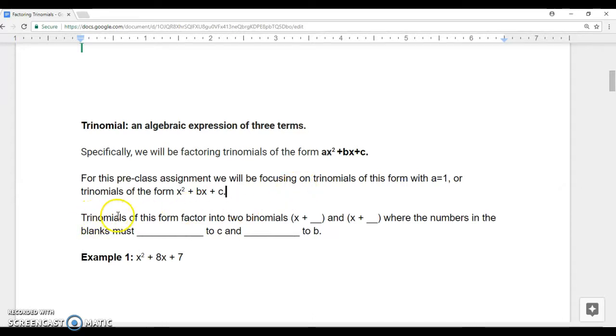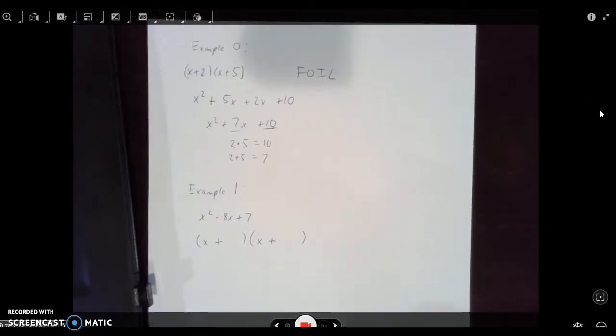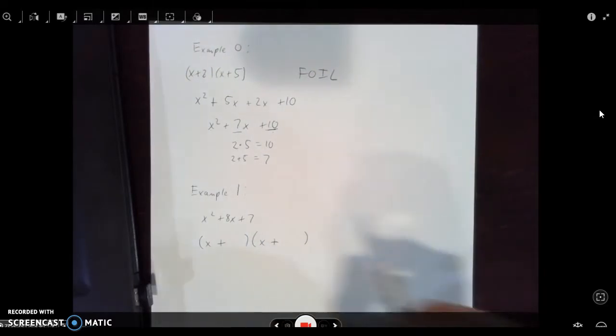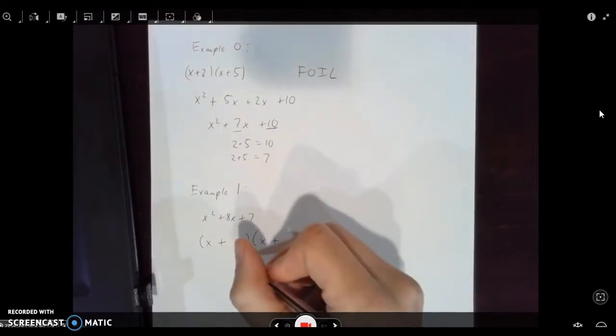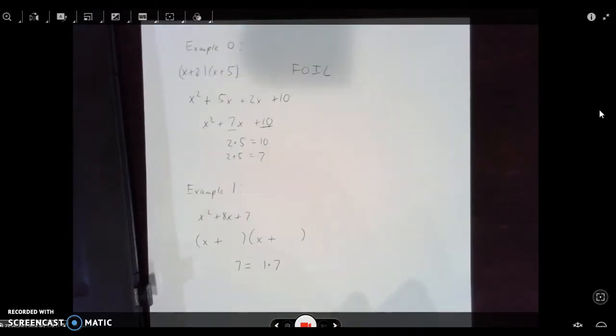So something that we know, trinomials of this form factor into 2 binomials, x plus blank and x plus blank, where the numbers in the blanks must, well, they have to multiply to c. We figured that out in example 0. And they have to add to b. So multiply to c and add to b. So let's look at example 1, x squared plus 8x plus 7. Okay, for x squared plus 8x plus 7, we know this is going to factor into 2 binomials, x plus blank and x plus blank. And this one is relatively easy because 7 is a prime number. And there's really only one way to multiply to 7. Well, 1 times 7.